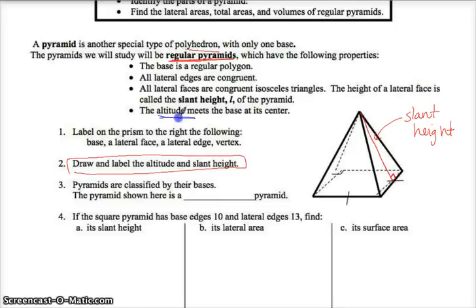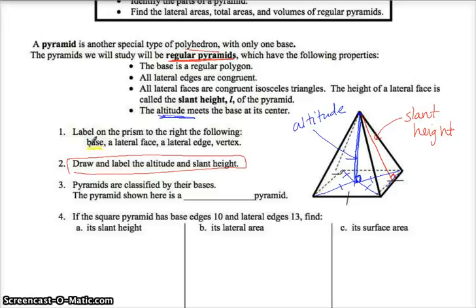It says the altitude of the pyramid meets the base at its center. So the altitude goes from this tip all the way down to the center. So notice this is the center, so that means that all these pieces right here are equally distant. So this is 90 degrees. So this blue line is the altitude of the actual pyramid. So this is the pyramid's altitude. This is a slant height, which is the altitude of a lateral face. These are lateral edges.